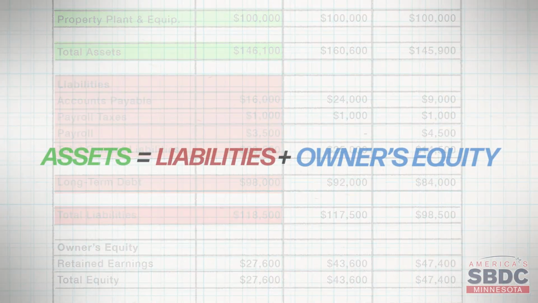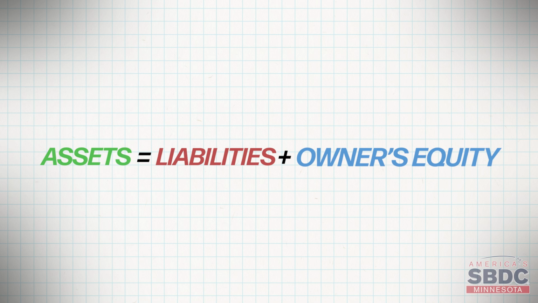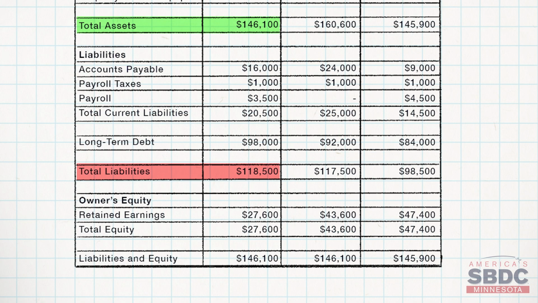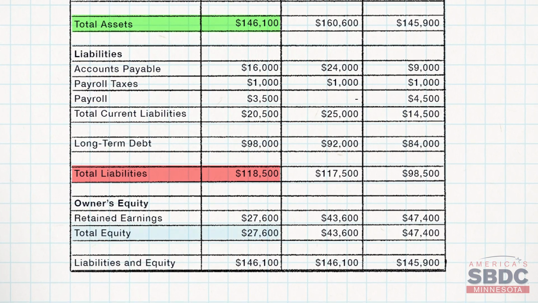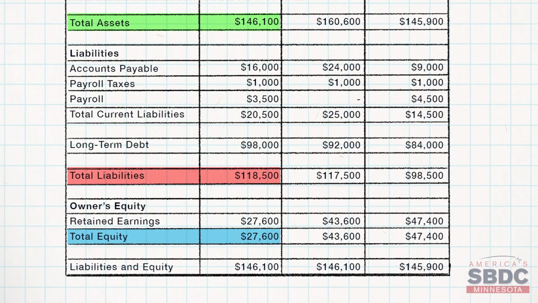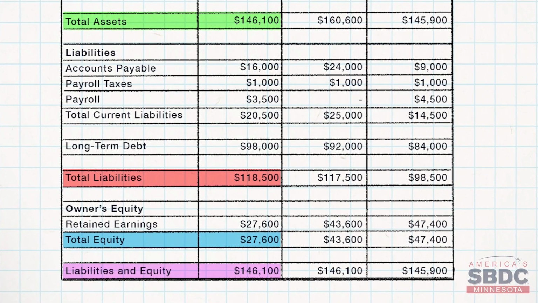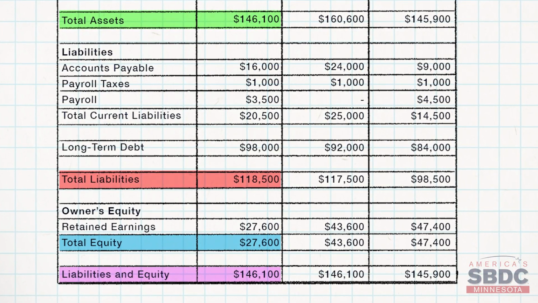$118,500. Knowing the equation of assets equal liabilities plus owner's equity, we can see that the equity of the business must be $27,600 for liabilities and owner's equity to equal the assets of $146,100.